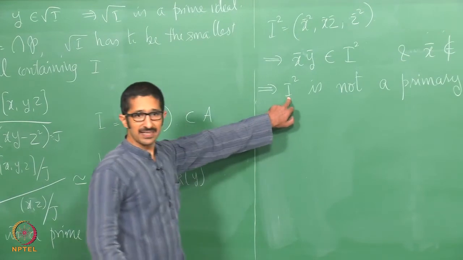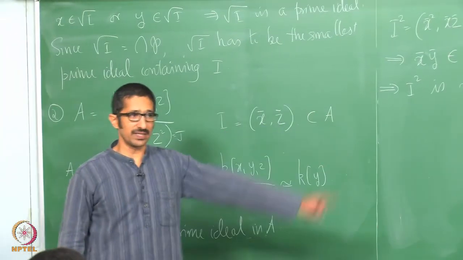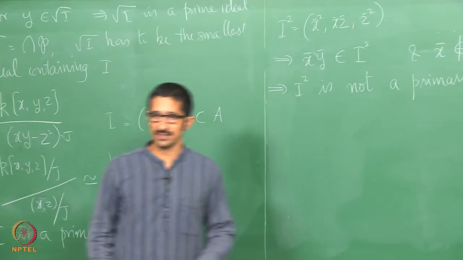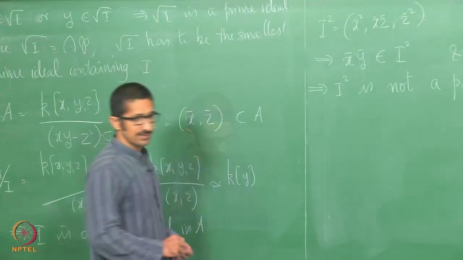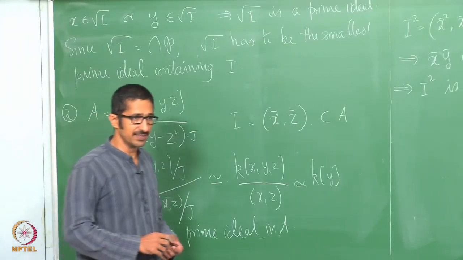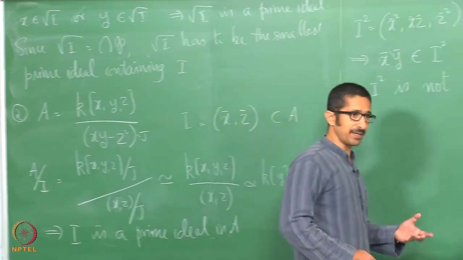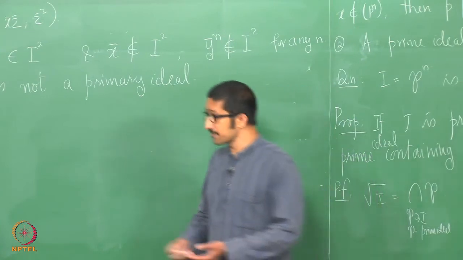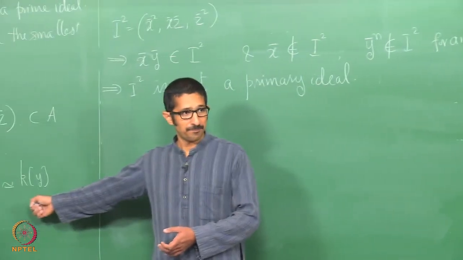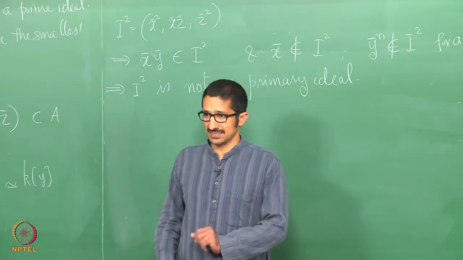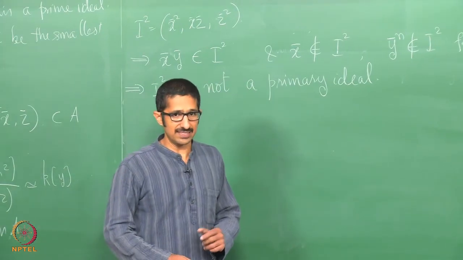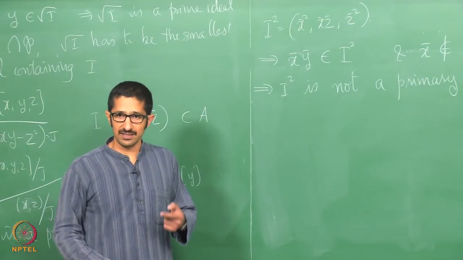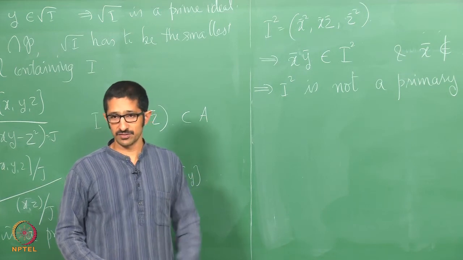I is a prime ideal, but I square is not a primary ideal. So, power of prime need not be a primary ideal. Is that clear? If you take a prime ideal and look at its powers, that need not be a primary ideal. In the case of Z, it is true, but in general that is not true. In Z, primary ideals are precisely the ideals which are product of powers of prime ideals.